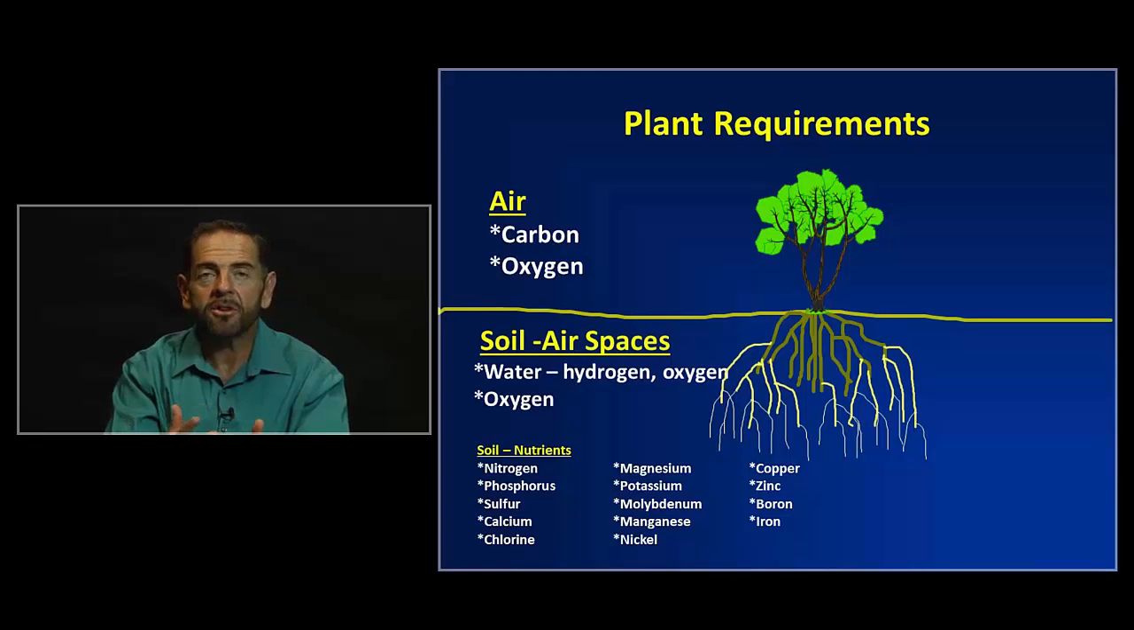So the plant requirements for these different components: the air will provide the carbon and oxygen through carbon dioxide that goes into the stomates. But the soil will provide the water, which is H2O, hydrogen and oxygen, as well as oxygen. That's why it's important to have oxygen in the rhizosphere, because it is taken up by the roots and it's important for respiration. But then the soil provides essentially all of the nutrients: nitrogen, phosphorus, sulfur, calcium, chlorine, magnesium, potassium, molybdenum, manganese, nickel, copper, zinc, boron, and iron.